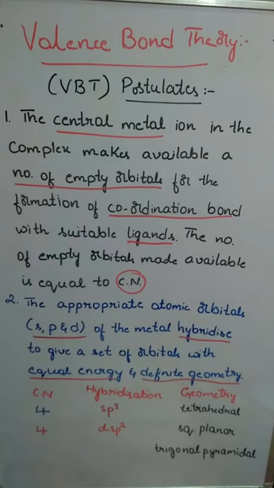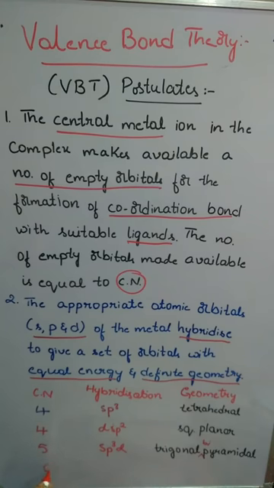If it is trigonal bipyramidal, here you should write it as trigonal bipyramidal, then the hybridization will be sp3d, five orbitals: 1 s plus 3 p is 4, plus 1 d is 5. Likewise, if the coordination number is 5, then it is sp3d hybridization, with a trigonal bipyramidal geometry.